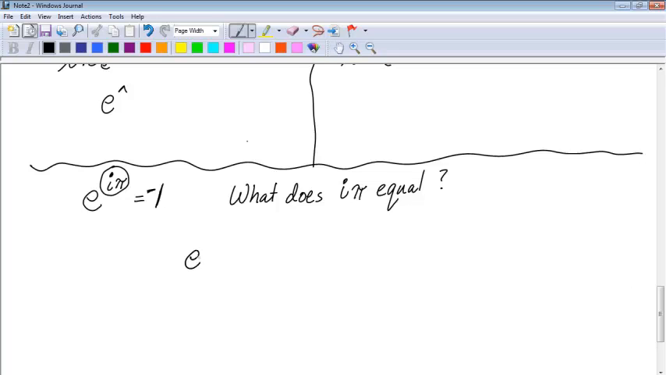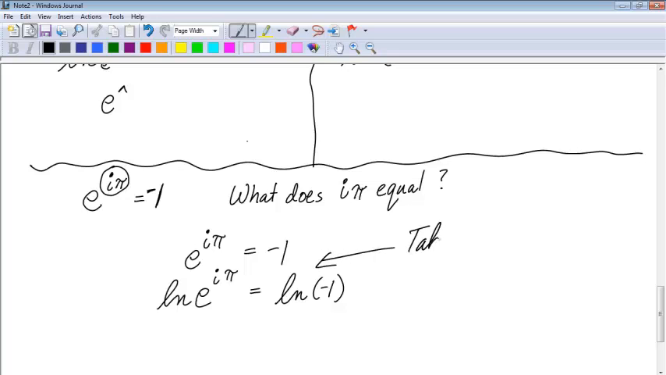So start with the original: e to the i pi equals -1. If you want to solve this, it's base e. It's just like 2 to the x power is 6, where we took the log of both sides. This one, since it's e, we're going to take the natural log of both sides. So the natural log of e to the i pi equals the natural log of -1. Make a note here: take the natural log of both sides.